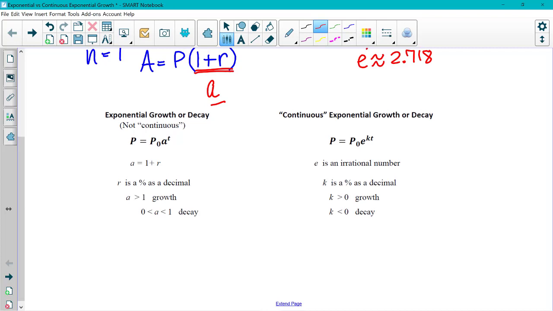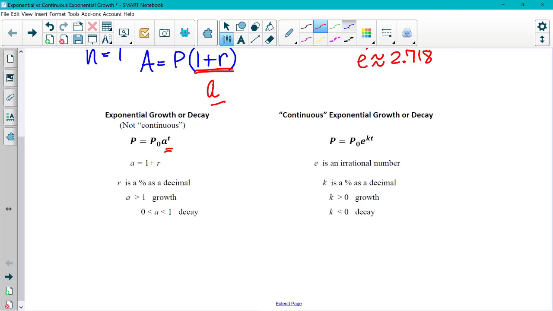So our exponential growth function that we talked about previously, we said that base is A, and A is 1 plus the interest rate as a decimal, or the growth rate as a decimal. And remember, if it's growth, then A ends up being a number bigger than 1 because you're adding on. And if it's between 0 and 1, that is decay, it's decreasing at a certain rate.